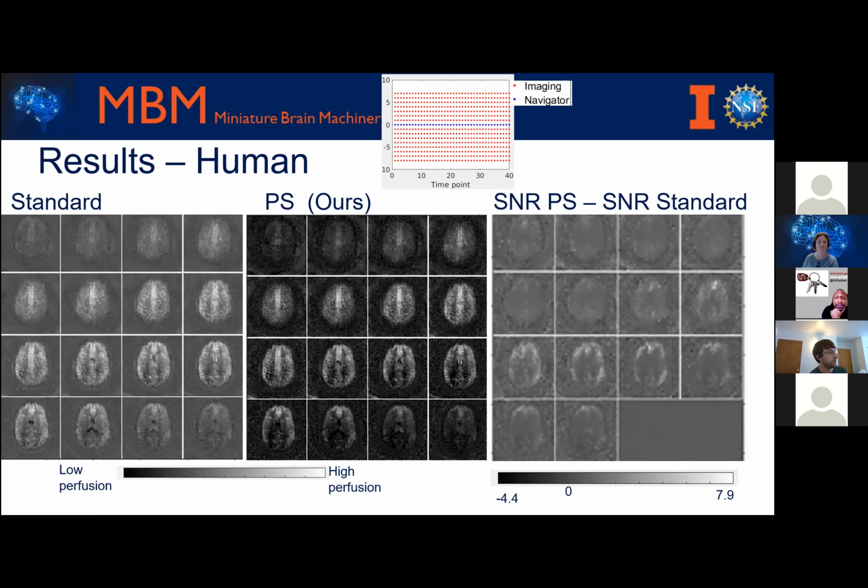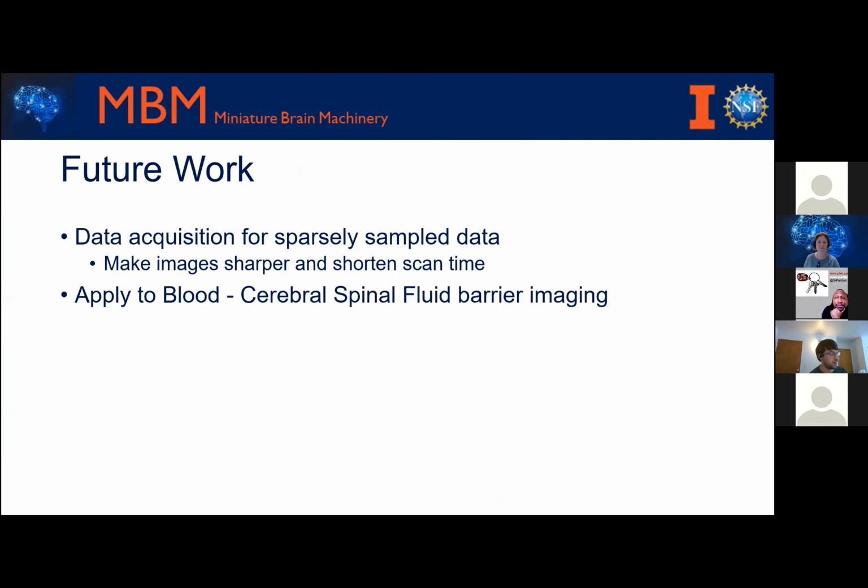So here are results for this fully sampled data. This is a standard reconstruction on the left, and in the middle is the partial separability reconstruction. And you can see from looking outside the brain that the spatial SNR is higher in the PS reconstruction. And on the right is the temporal SNR of the PS minus the temporal SNR of the standard. You can see based on where 0 is on the grayscale color bar that we have a higher SNR using the PS model.